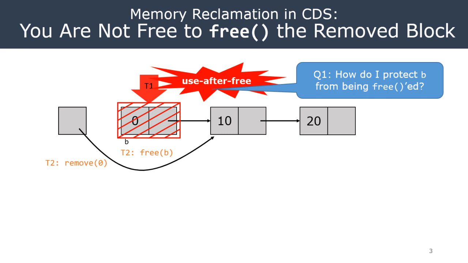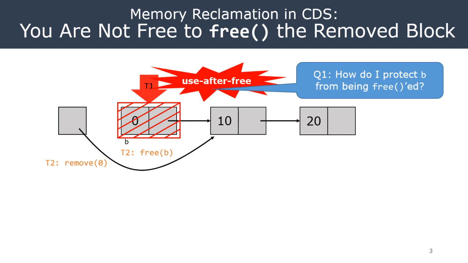So from T1's perspective, we want to say that, I want to access this B at some later time. So please do not deallocate the block B without me being noticed. So that is basically Q1. How do I protect B from being freed? I need to protect B from being freed, and the question is how to do that.